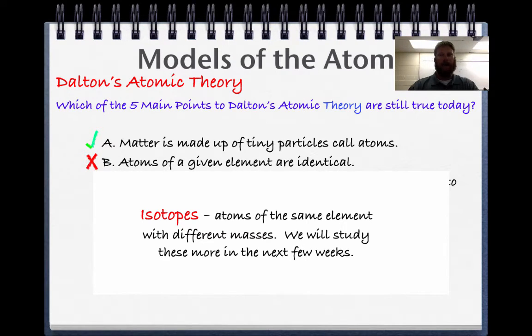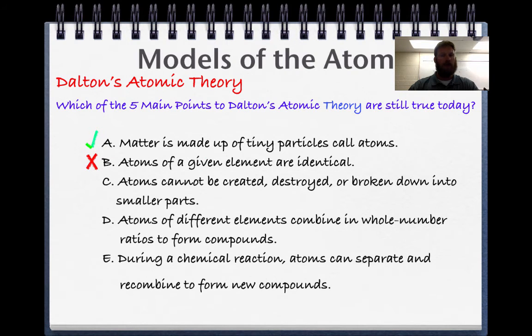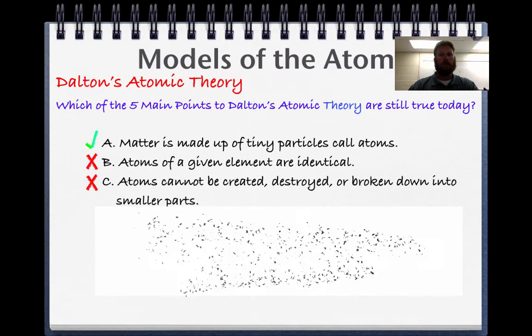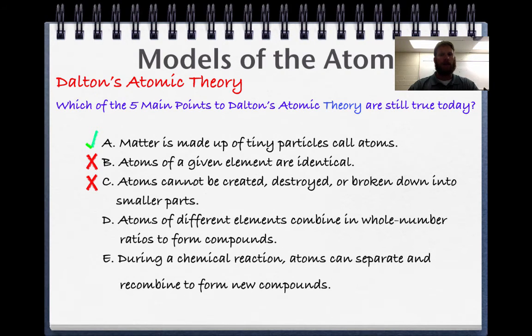Okay, can atoms be created or destroyed, or do they have smaller parts? Yes, they do. A nuclear reaction can break atoms down, and we know that atoms are made up of smaller parts, protons, neutrons, and electrons, and even smaller yet, quarks. Do atoms still combine in whole number ratios? Yes, they do. Do they break apart and rearrange to form new compounds? Yes, they do. So 3 out of the 5 postulates are still accepted today.